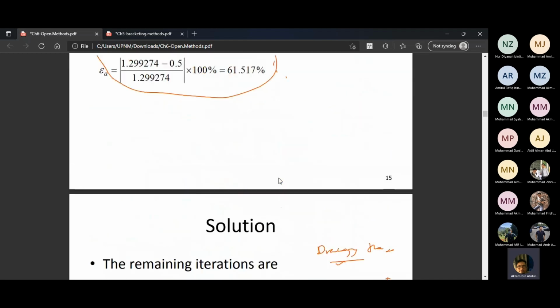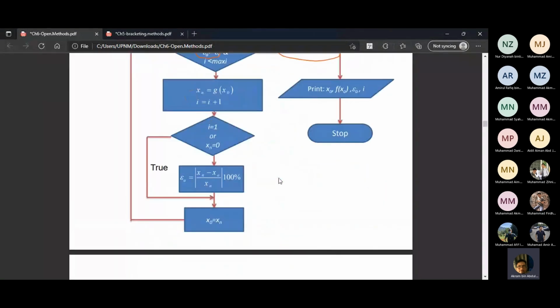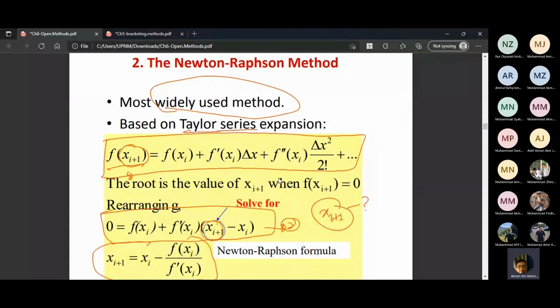Okay. Ada soalan berkaitan dengan fixed point iteration? So habis untuk fixed point iteration. So do you have any question related to fixed point iteration?